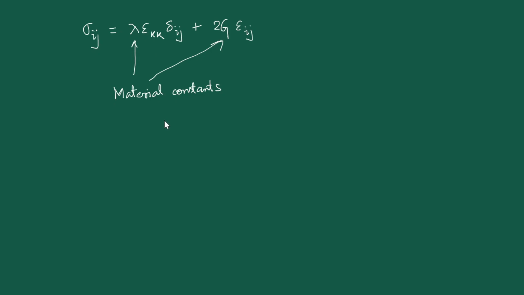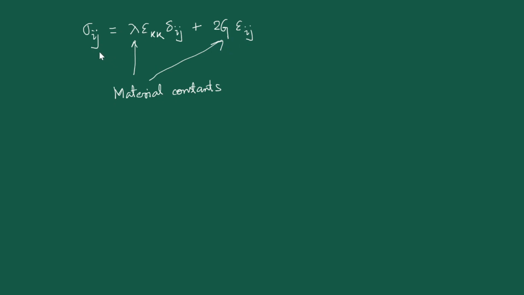You also note that whenever we have i not equal to j, suppose we have sigma 1 2 or sigma 2 3 or sigma 3 1, then this term is not going to appear, because we already know that when i is not equal to j, this Kronecker delta gives us a 0. In which case we'll have sigma 1 2 equal to twice g epsilon 1 2, sigma 2 3 equal to twice g epsilon 2 3, and sigma 3 1 equal to twice g epsilon 3 1.